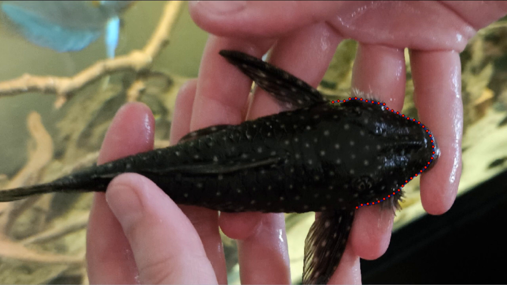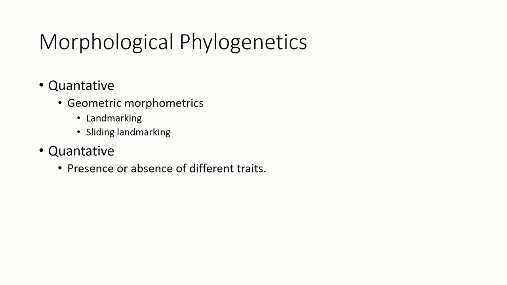So you kind of have to bear in mind how many landmarks you're going to use depending on how many species you've got. Viso, which is a sort of software for looking at CT scans.